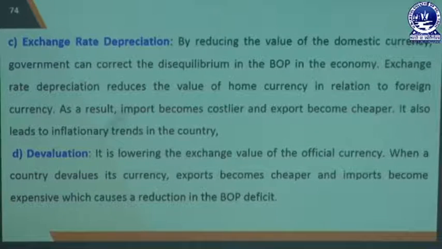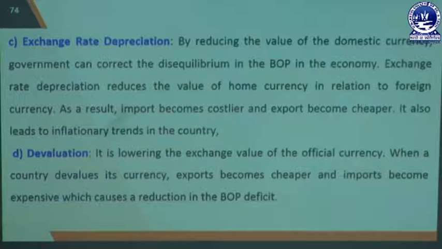So, through the process of devaluation of domestic currency, which reduces the value of domestic currency in comparison to the foreign currency, exports may be cheaper than imports in the country. So, another measure is devaluation. It is lowering the exchange value of the official currency. When a country devalues its currency, exports become cheaper and imports become expensive, which causes a reduction in the balance of payment deficit.